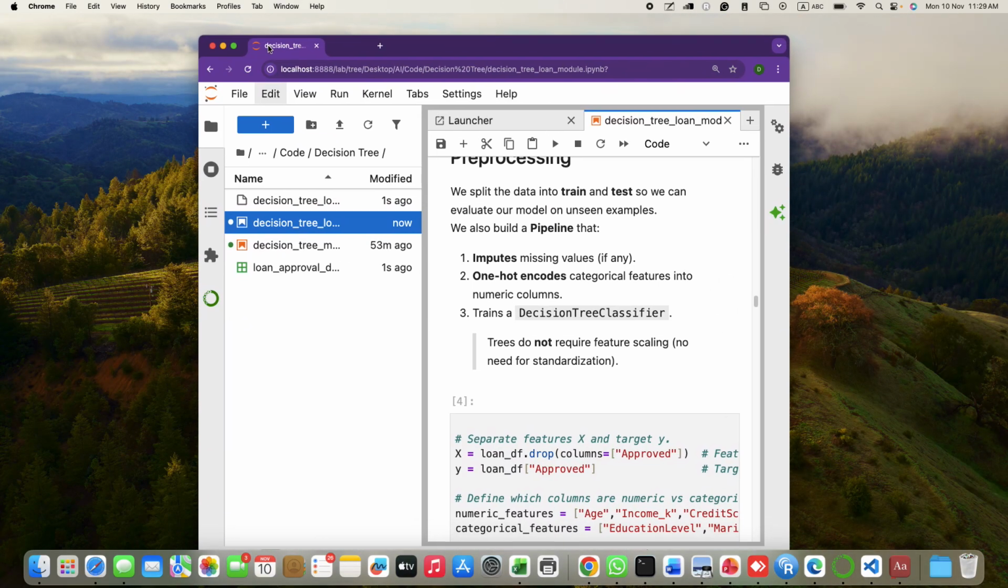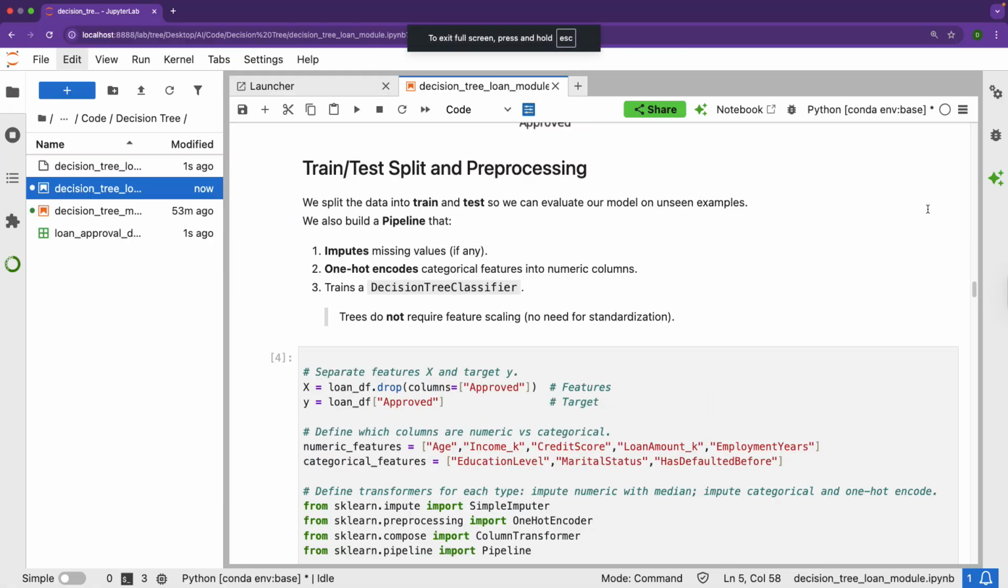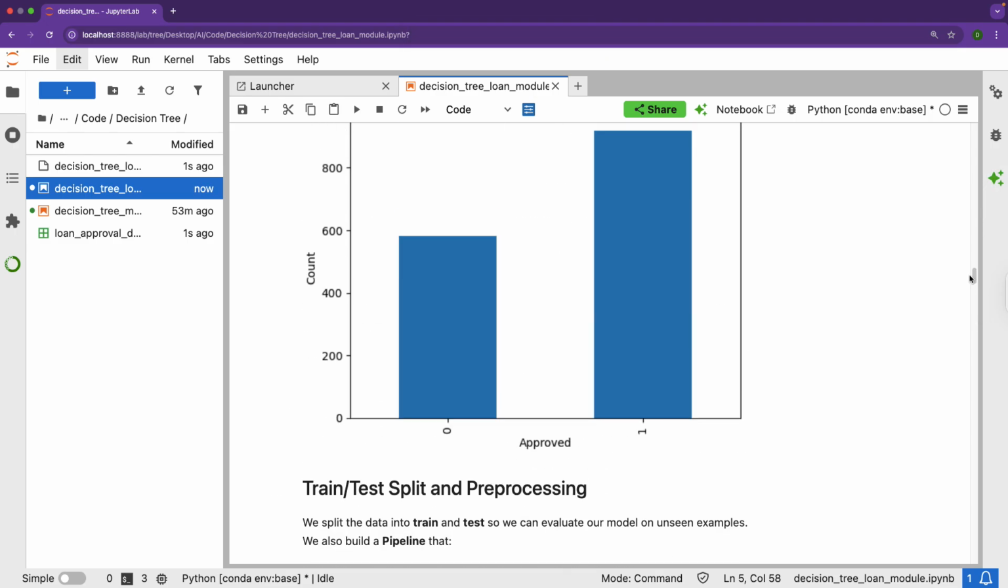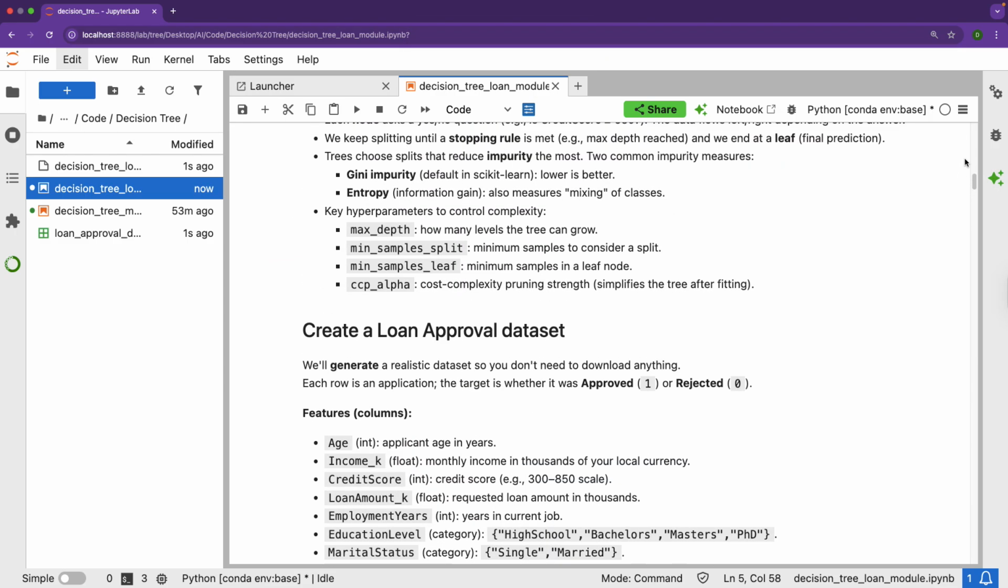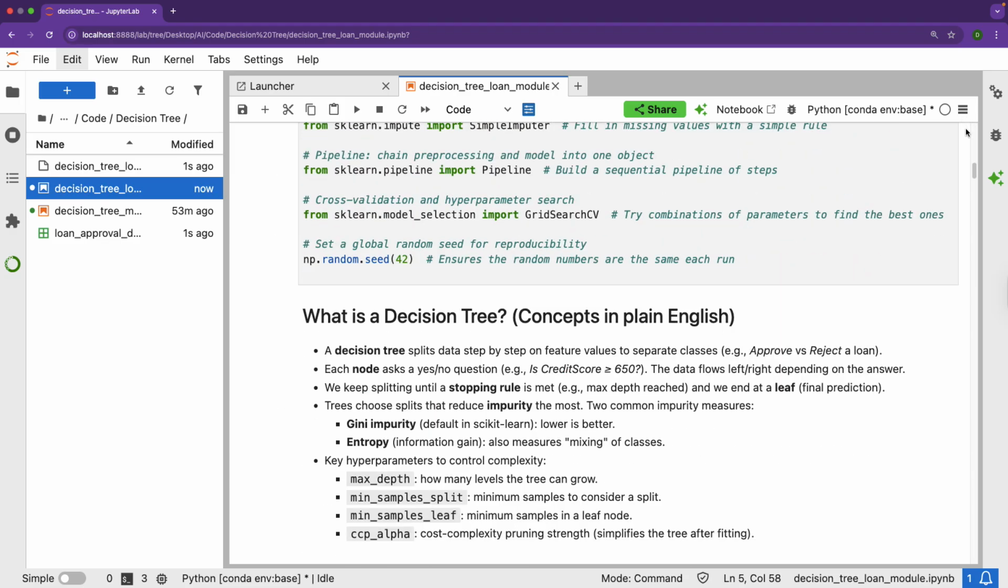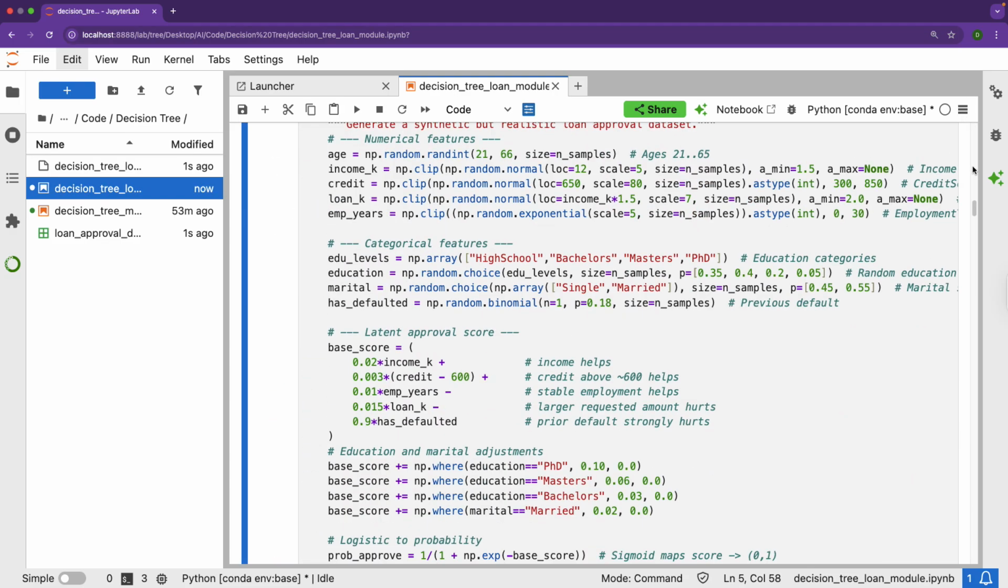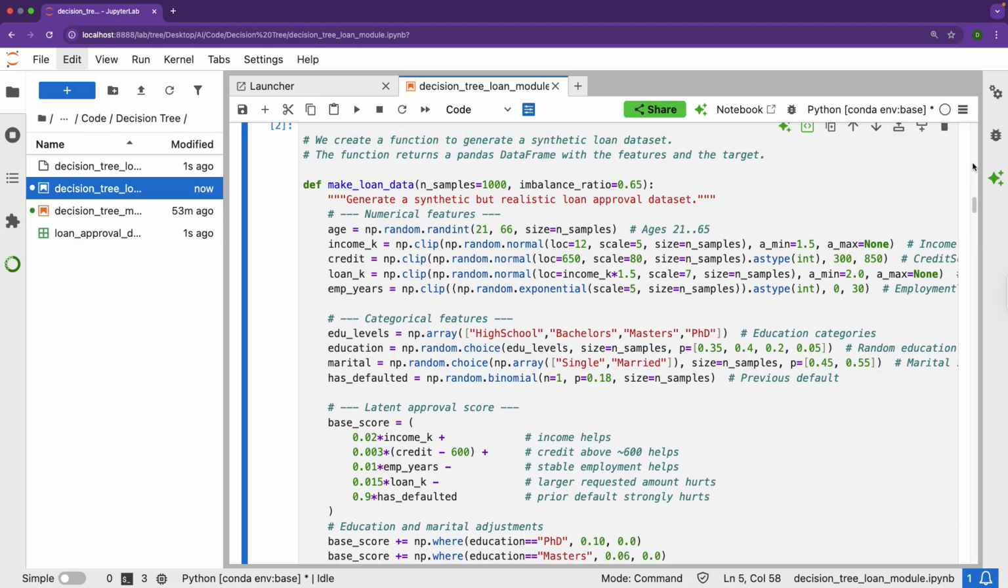This is our data set, right? In this data set, we have 1,000 loan applications. How many loan applications? 1,000. And we generated that data set. And this is very well documented. Explained to you how the data set is generated.